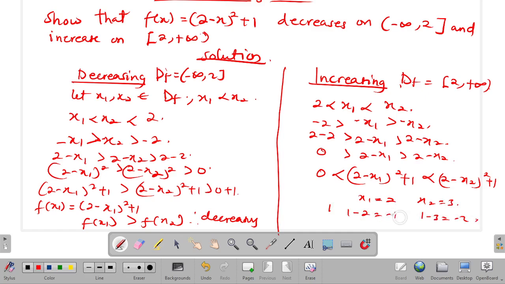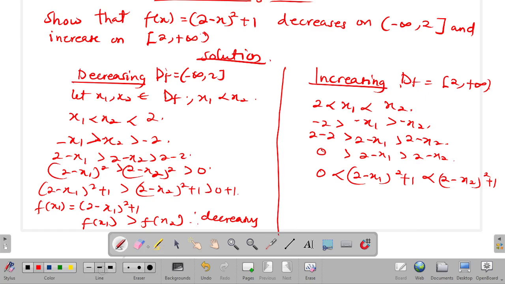At this point, negative 1 is bigger than negative 2, clearly explained here. But when I square, you realize that this becomes 1, this becomes 4. So because of that, it will reverse the sign. That's why you see the reversal. So I believe at this point you understand clearly why I reverse the sign.